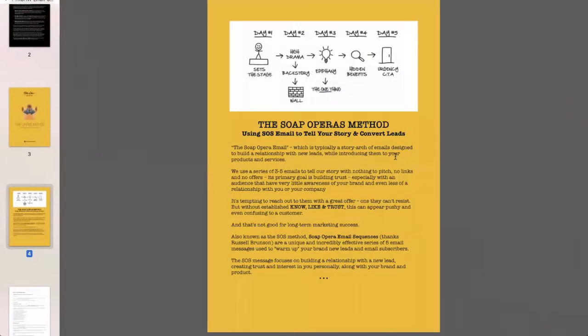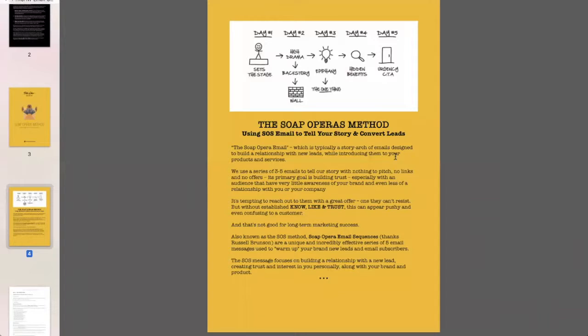Now, a soap opera is basically a series of emails that you will normally shoot out to people the moment they sign up, the moment they opt in on your capture page. It ranges from about 3 emails to 5 emails, depending on how long you want to write about your story.